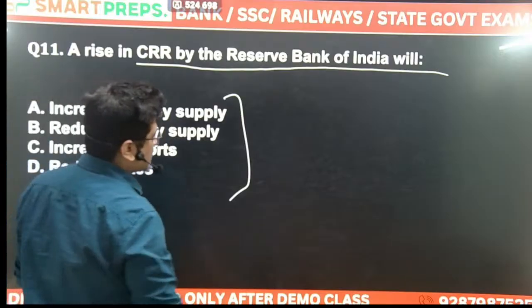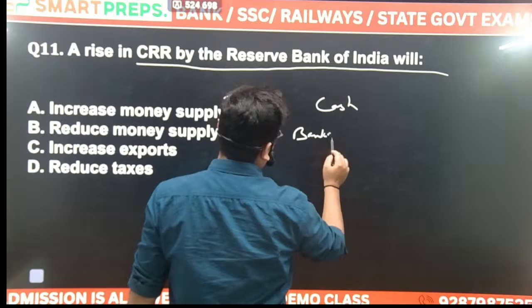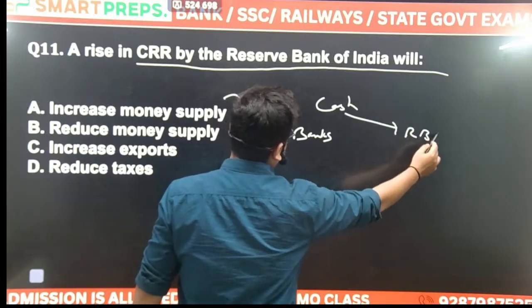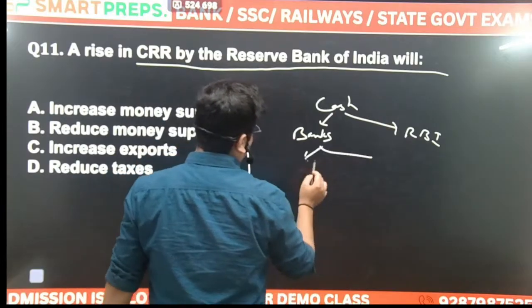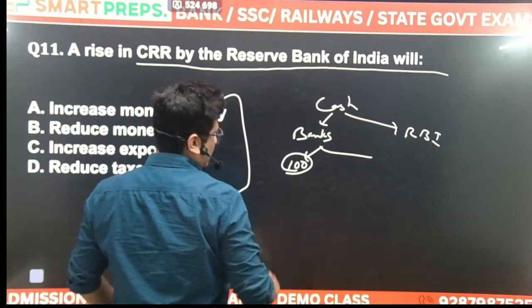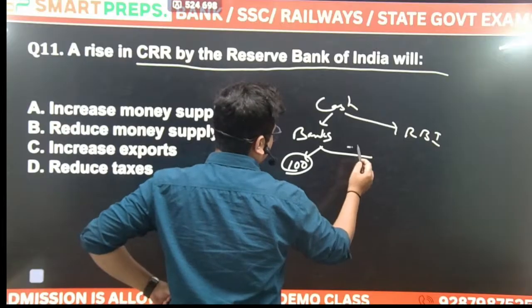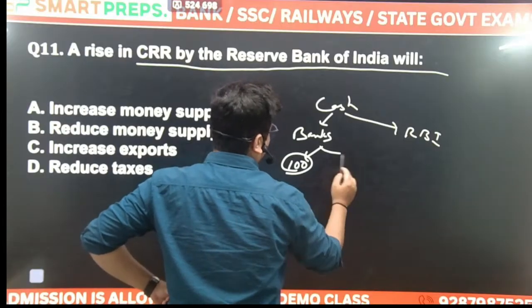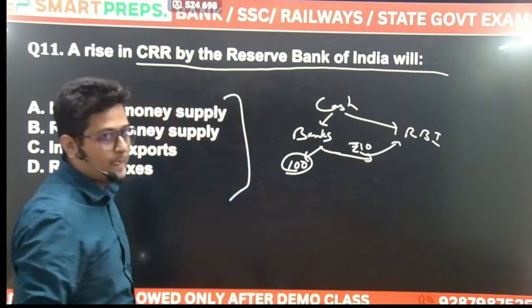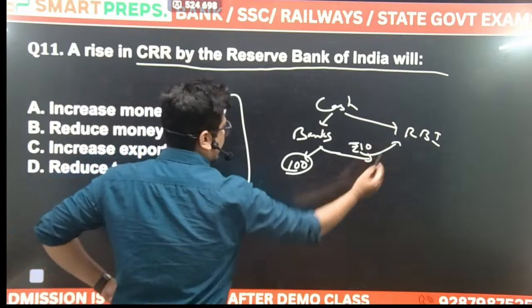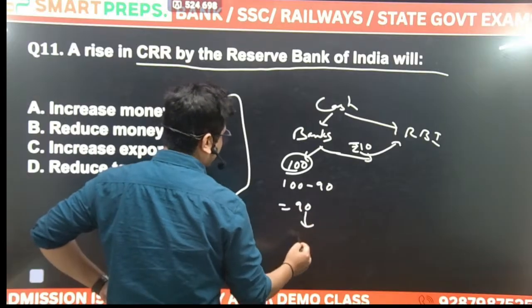See, what is CRR? CRR is the cash that the banks keep with RBI. Okay. Suppose right now, out of the total 100 deposits of the bank, the bank has to keep 10 rupees as CRR. कहाँ पे? In RBI. Okay. That means out of this 100, 10 rupees they are keeping with RBI. That means now they can have 90 rupees, which they can give in the market as loans.